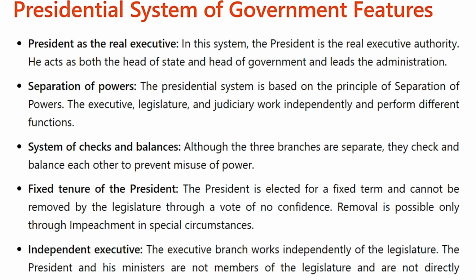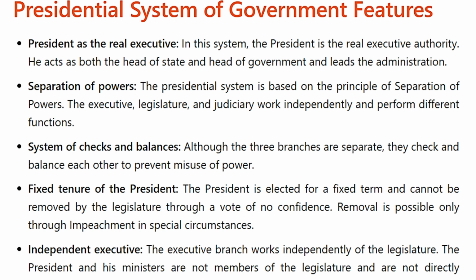Presidential system of government features. President as the real executive. In this system, the president is the real executive authority. He acts as both the head of state and head of government and leads the administration. Separation of powers. The presidential system is based on the principle of separation of powers. The executive, legislature, and judiciary work independently and perform different functions.